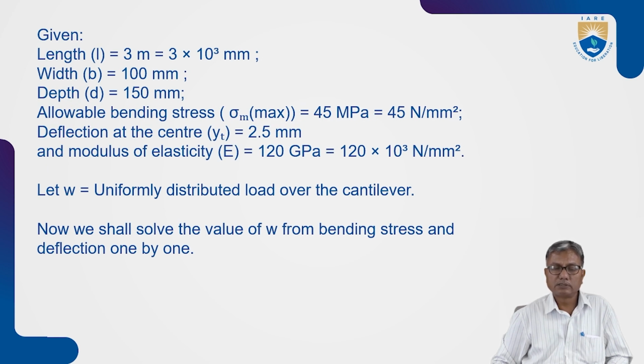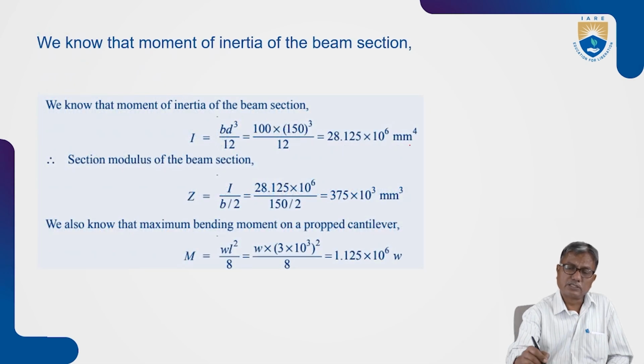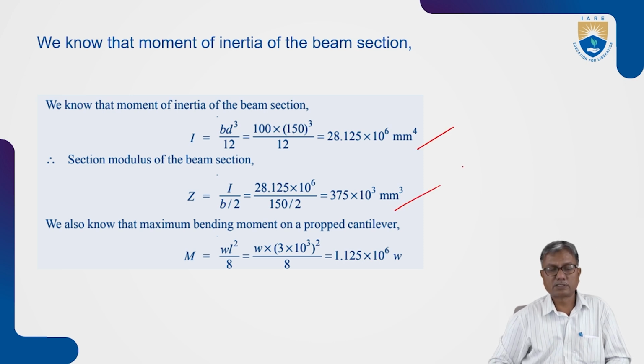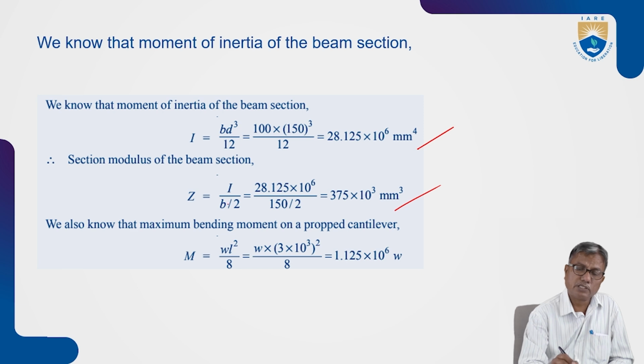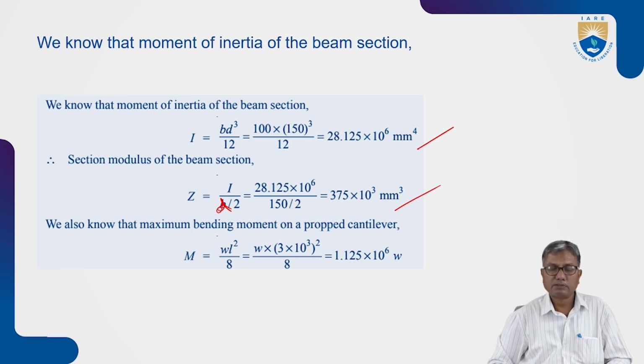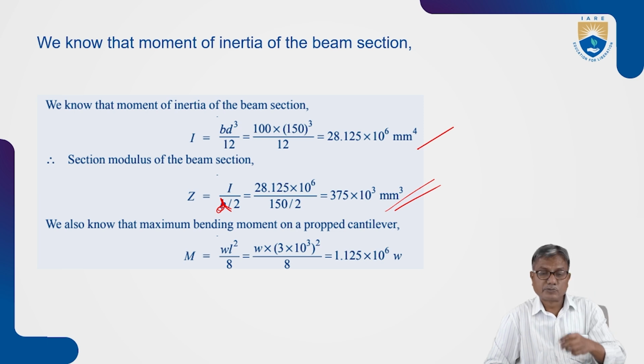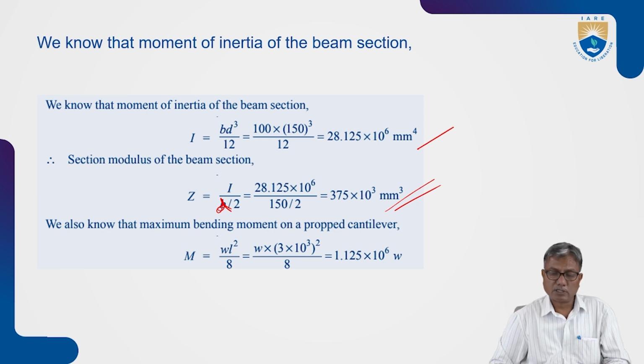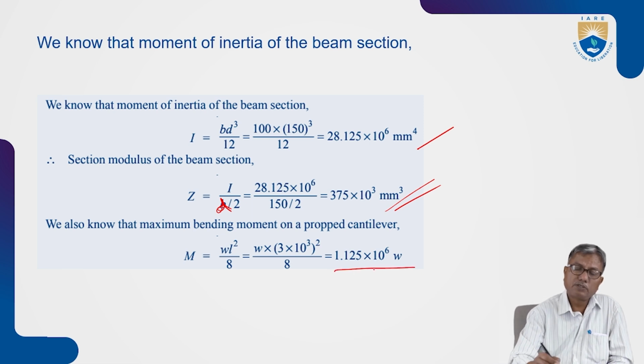So for the given span and cross section, we find the section modulus by finding first the moment of inertia bd cube by 12, and y maximum is d by 2. Okay, so the section modulus is obtained as 375 into 10 cube millimeter cube. Units are cube millimeter, and maximum bending moment is WL square by 8. So using this, we will find out W. In terms of W, you will get the bending moment.